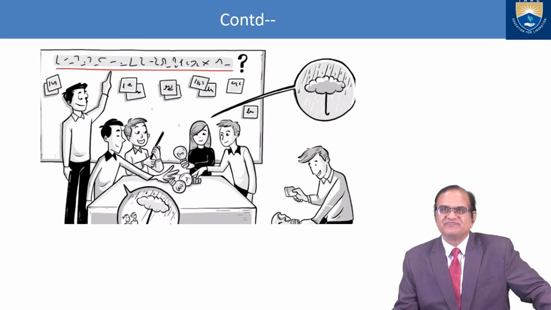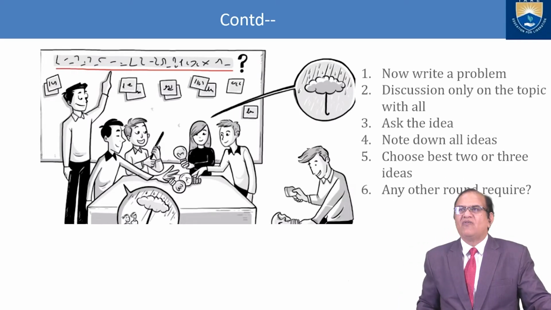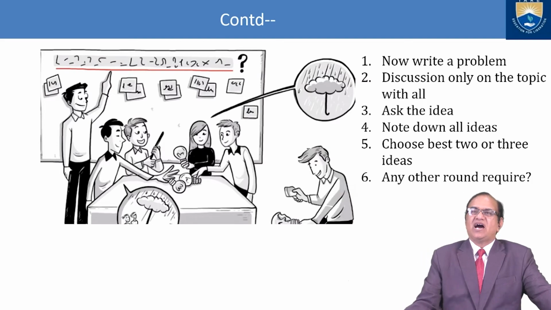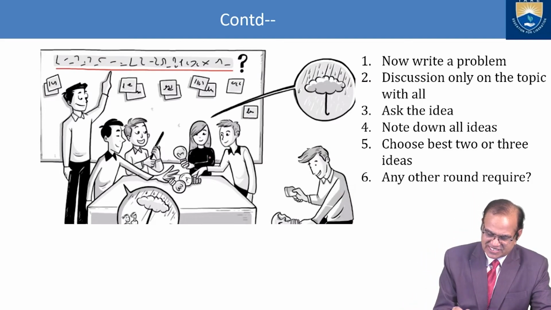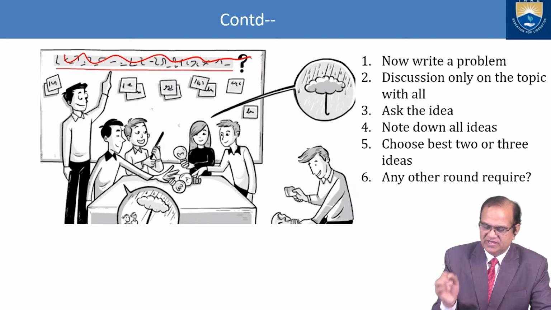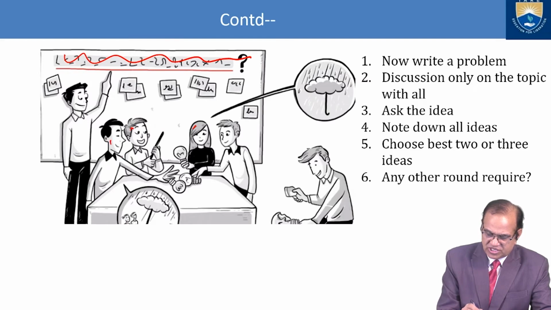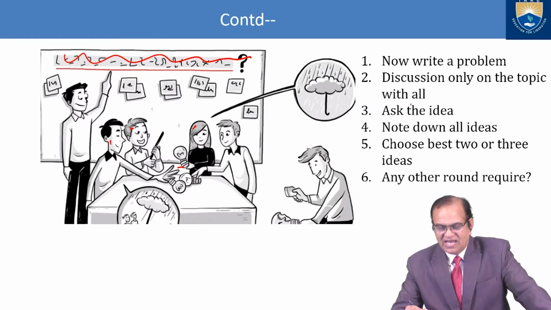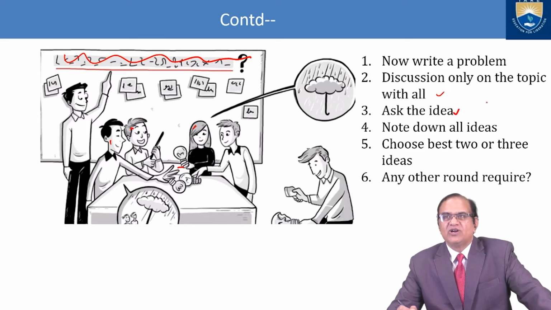Next you can see that you have to write a problem. After that, you write the problem. Discussion only on the topic with all. Ask for the ideas. You can see all are discussing here. First he is writing. Here this is the problem. He has written it. Then discuss only on the topic with all. So all 1, 2, 3, 4, 5 are here. They have to discuss the topic. Then ask for the idea from each and everyone. You ask, what is your idea, how are you going to solve it?